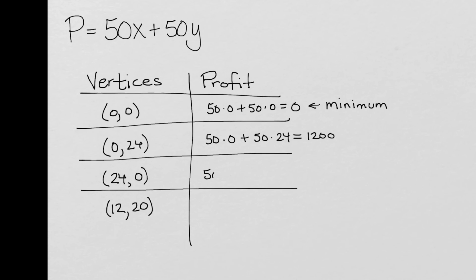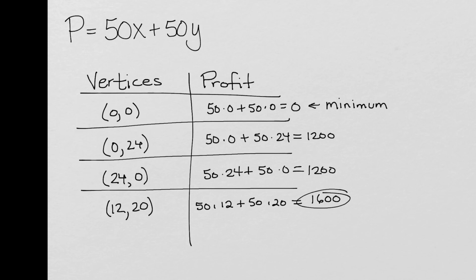Because we're selling them for the same amounts, now we have 24 downhill skis and 0 cross-country skis, so that's also going to give us 1,200. It doesn't matter if you just stick with one or the other, you make 1,200. Now what if we make 12 pairs of downhill skis and 20 pairs of cross-country skis? In that case, we make $1,600, and that's our maximum. So after all of that, that's the value that we get for the maximum, and that's the end of that problem.